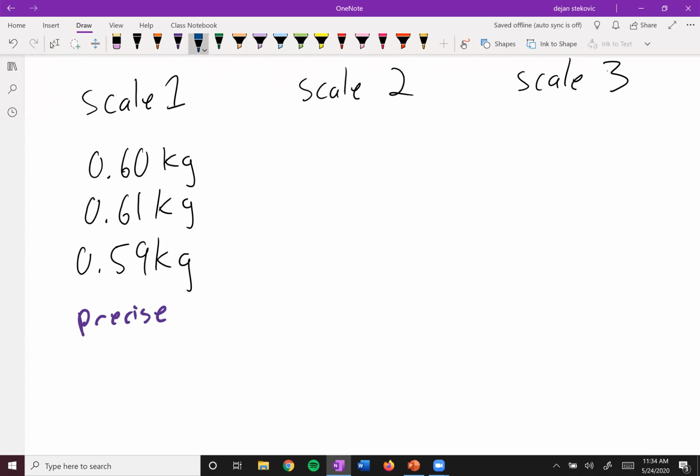However, we know that our correct answer is 1 kilogram, not 0.6 kilogram. So although this scale is precise, it is not accurate because it's not close to the correct answer.